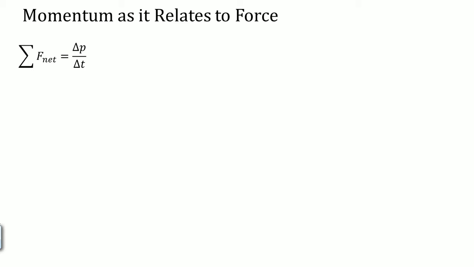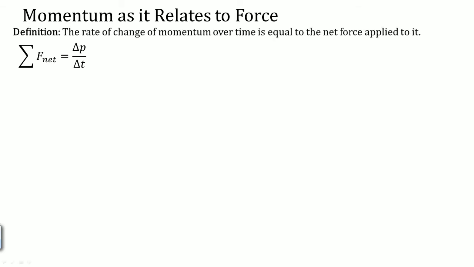Now we want to look at momentum as it relates to force. These two are connected. The rate of change of momentum over time is equal to the net force applied to it. So delta P over delta T, that's the change of momentum over the change of time, is actually the net force on an object.